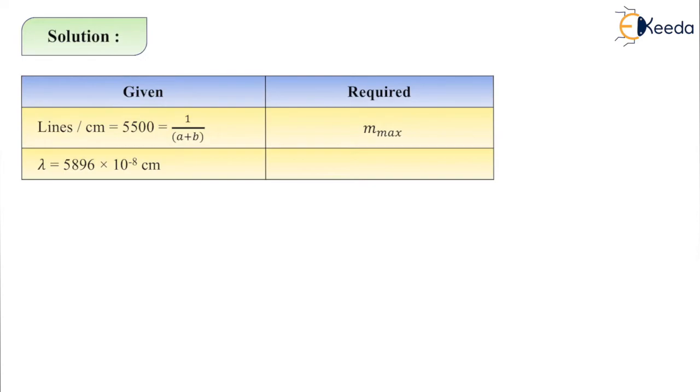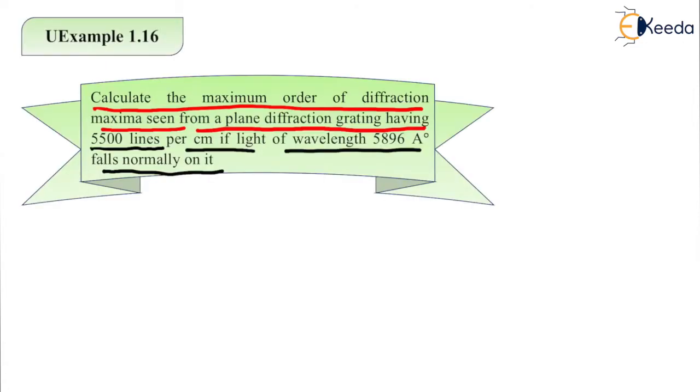So the given data is the number of lines per centimeter, which is 5500, and it is obviously the reciprocal of the grating element, and lambda is given, and what is to be found is the maximum order that can be visible. So I hope you remember the formula: the condition for maximum order of diffraction observable is M max equals (a plus b) upon lambda. So what is your a plus b?